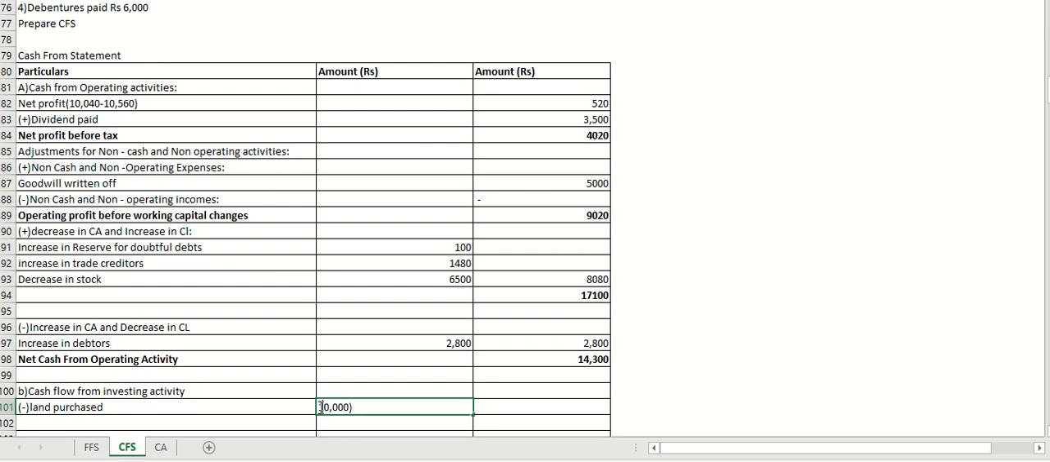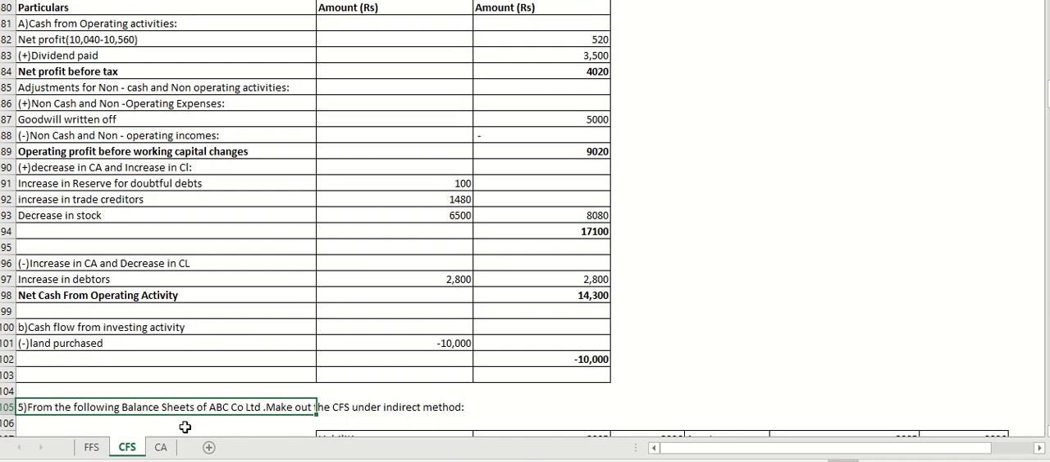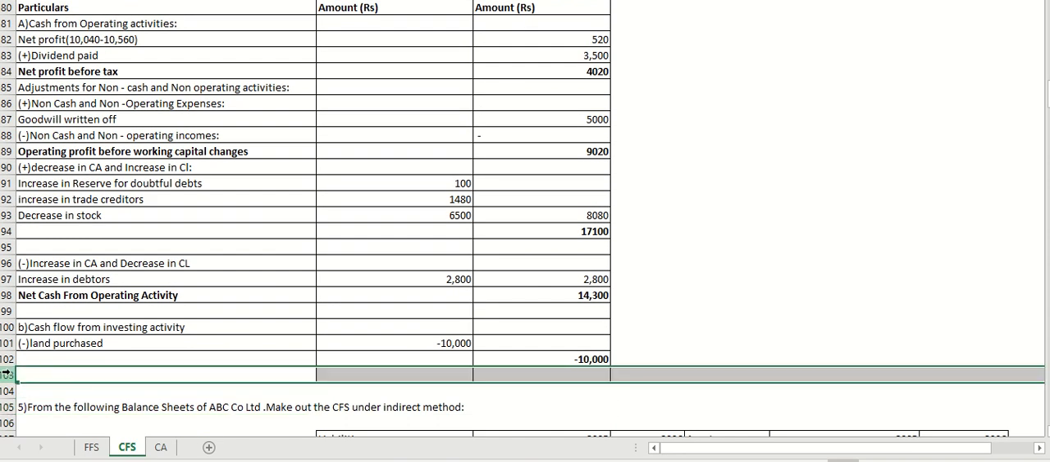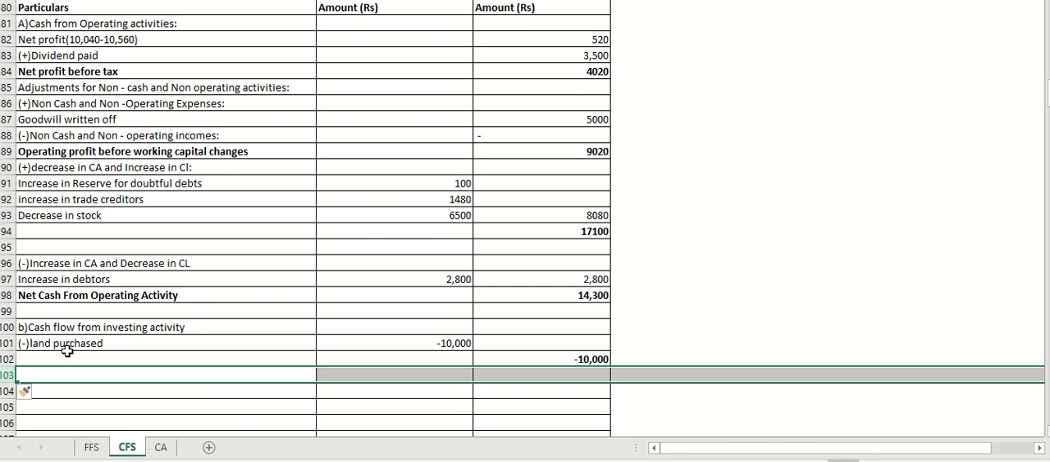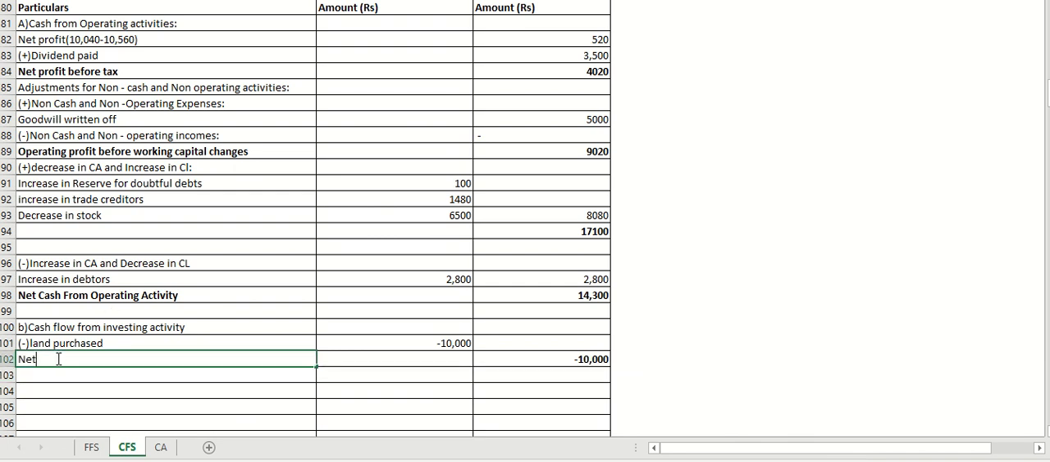So now this 10,000 is the cash flow from investing activities because we don't have anything else to be done. So this is the net cash flow from investing activities.